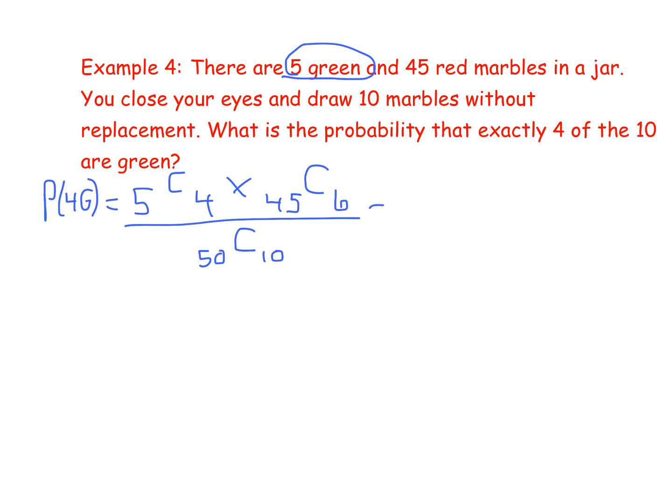I like these questions because you can think about what the outcome is going to be, and you can really look at your answer and decide if it makes sense or not. And so looking at this and wondering what's the chance that we get 4 out of our 10, so 40% of our marbles are green, when there's only 5 of them to choose from out of a total of 50, we know that that probability is going to be low.